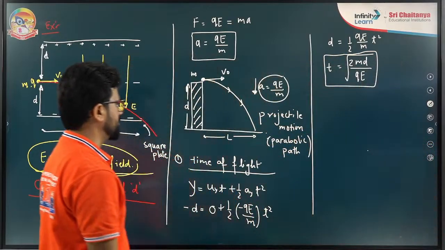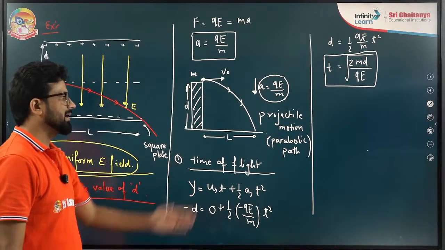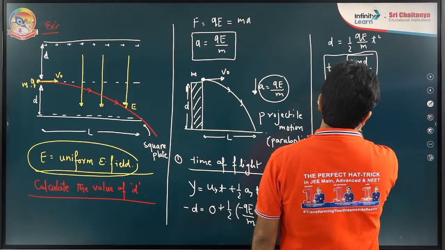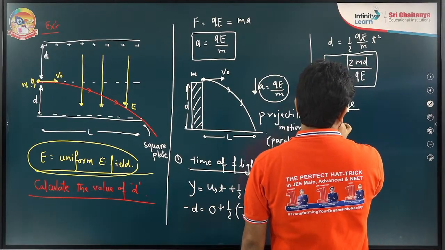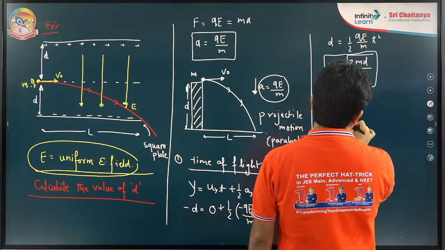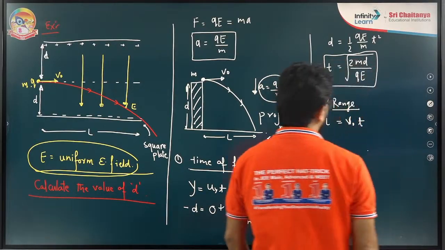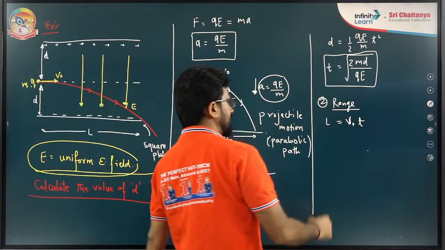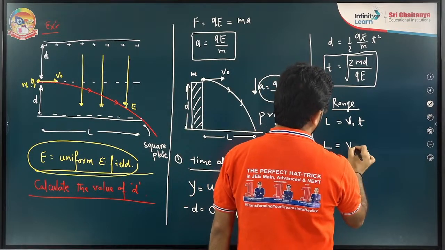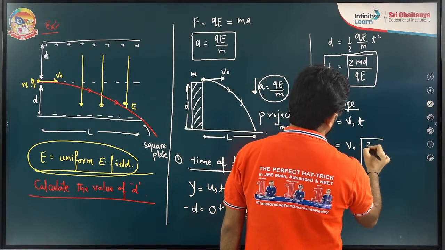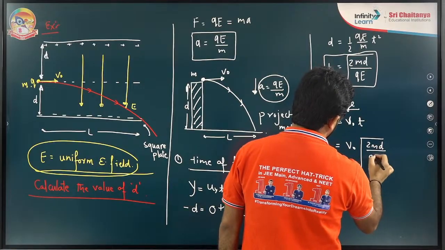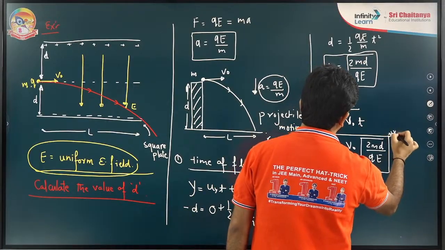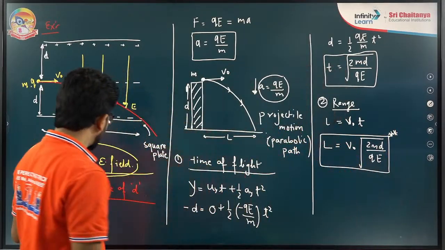This is a very simple thing. If you know the time, directly you can calculate the range. Range L is equal to v naught into t. v naught we already know, t we already calculated. Put it in: L is equal to v naught into the square root of 2 m d divided by QE. That is our answer, because they are asking to calculate the value of d.